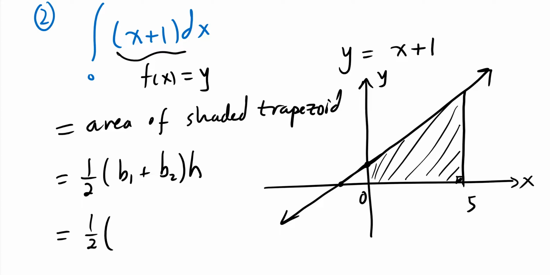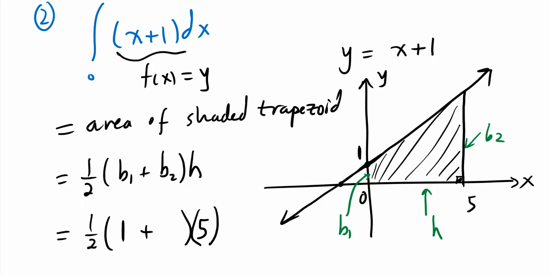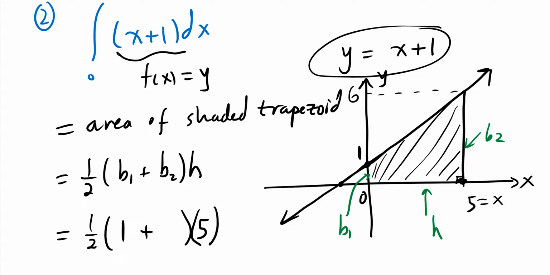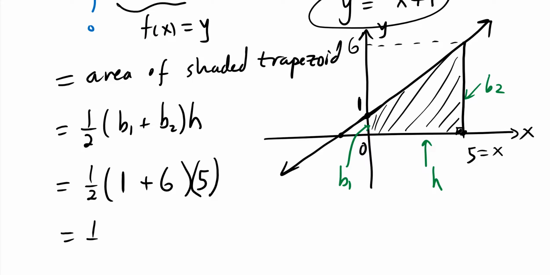1/2 base 1, where's base 1? This is base 1. This is base 2. And this is the height of the trapezoid. So the height, we know it's 5. We're done with that part. Base 1, how do I find base 1? Remember that was 1. To find base 2, you substitute x equals 5 into the equation to find its corresponding y value, which is going to be 5 plus 1, 6. So now I got 1/2 times 7 times 5. So that's 35 halves, which is 17.5.